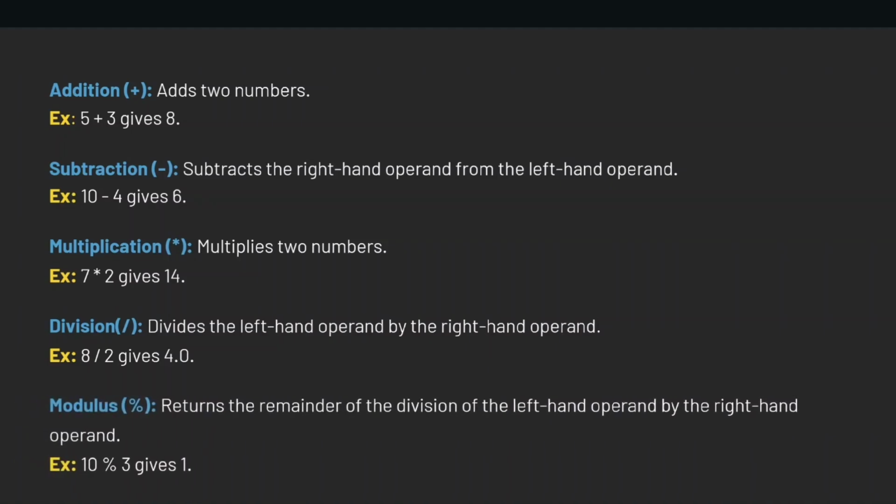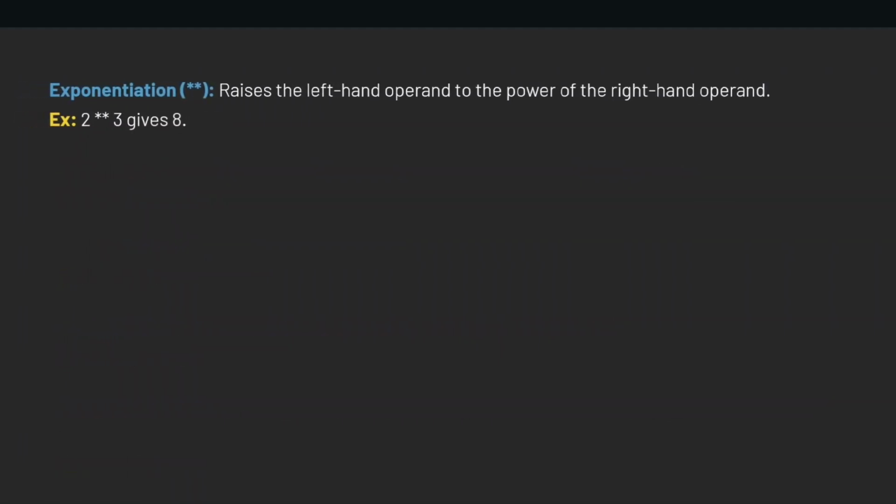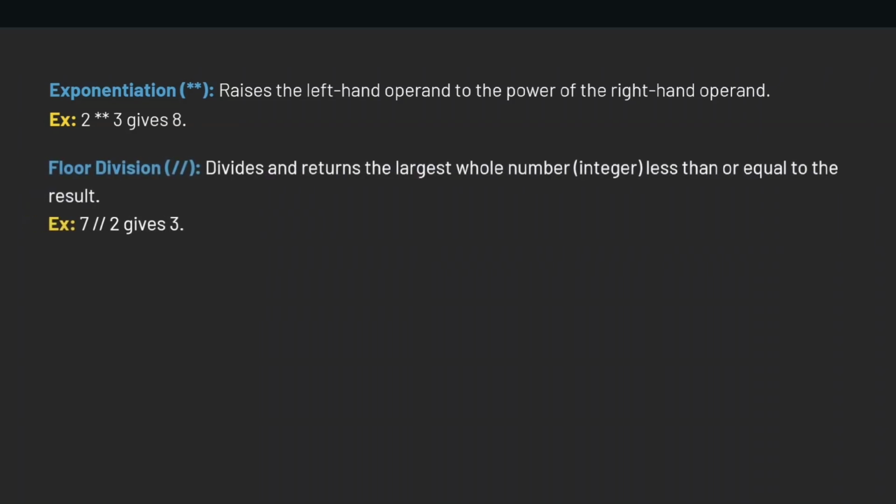Next is modulus. The modulus operator returns the remainder of the division between two numbers. When 10 is divided by 3, it goes 3 times into 10 with a remainder of 1. So 10 modulus 3 returns 1. Next is exponentiation. So the exponentiation operator raises the first number to the power of the second. Here 2 is raised to the power of 3, which means 2 into 2 into 2 returns 8.